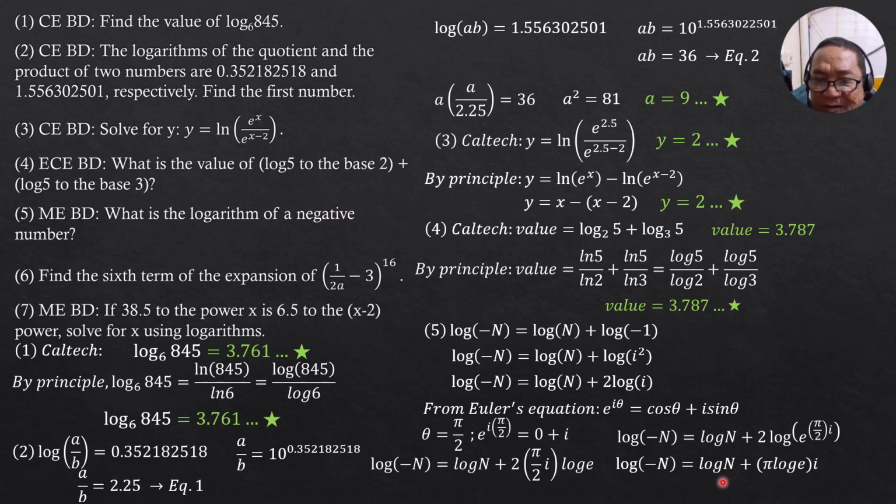So since log of n is definitely a real number, and pi times log of e is also a real number, but there is i here. So real number plus real number times i is a complex number. Therefore, the logarithm of a negative number is a complex number. So that's the answer to that problem.